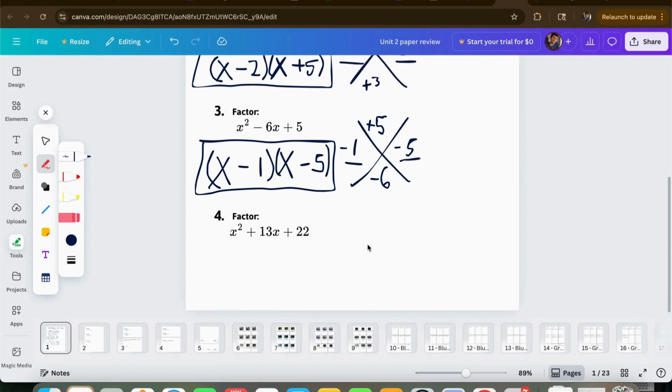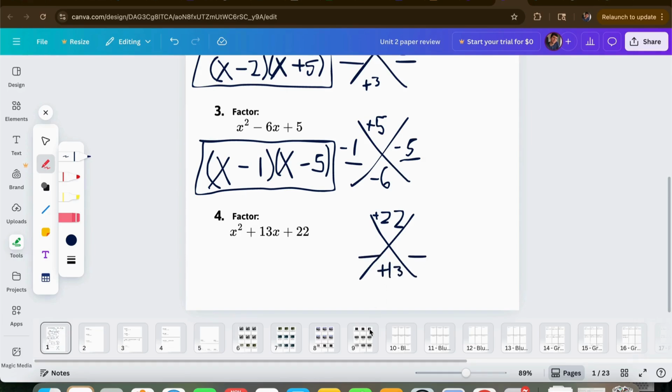One more on this page now. So we got the x method, we got 22, and we got 13. So it multiplies to 22 and adds to 13. Always start, like I said, with the number and 1. 22 times 1 is 22, and 22 and 1 make 23. Maybe if you subtract 22 and 1, you can get 21, but you're not going to get 13.